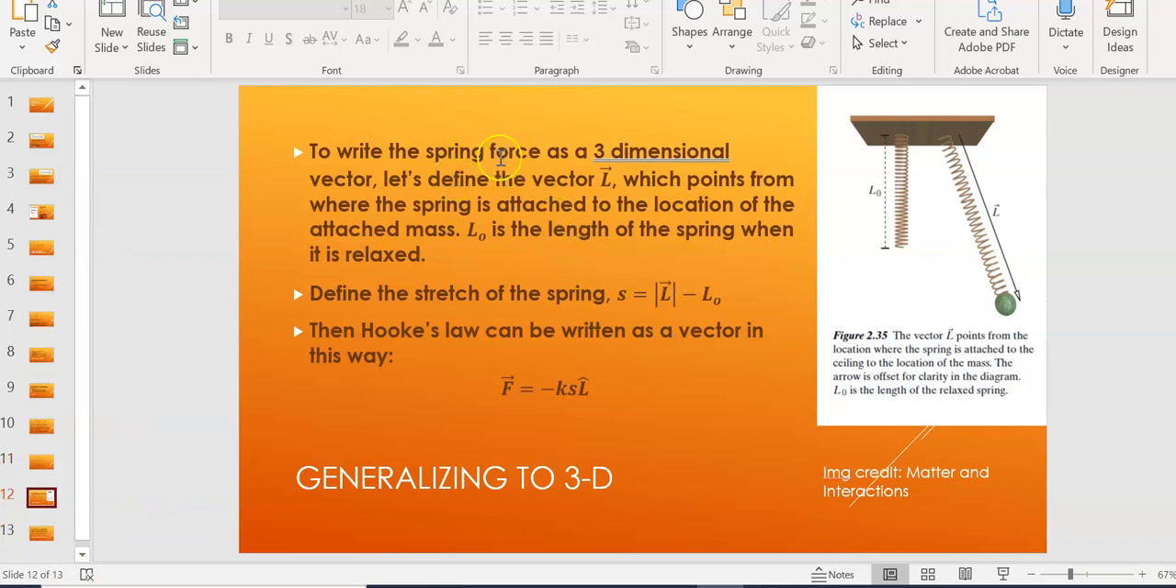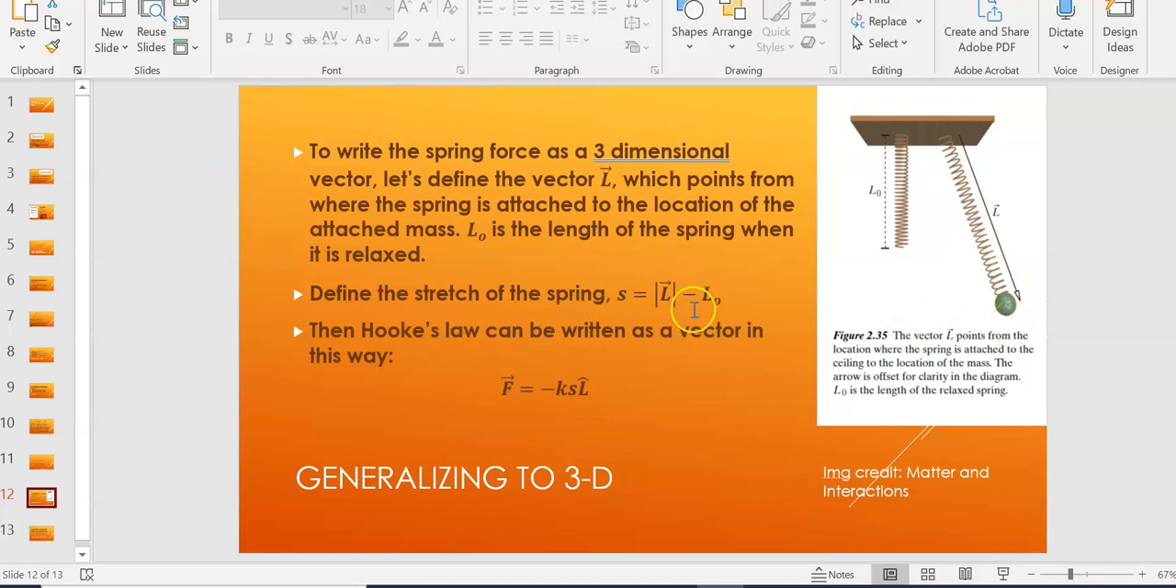So if you had to write a spring force as a three-dimensional vector, which they do right away in Matter and Interactions in chapter 2, then to do that, we're going to define a vector and we'll call it L. And L points from where the spring is attached, which would be up here, down to where the mass is attached. Okay, so where the spring is attached to whatever is holding it still, right here up on this board, down to where the little mass is. That's the vector L, okay?